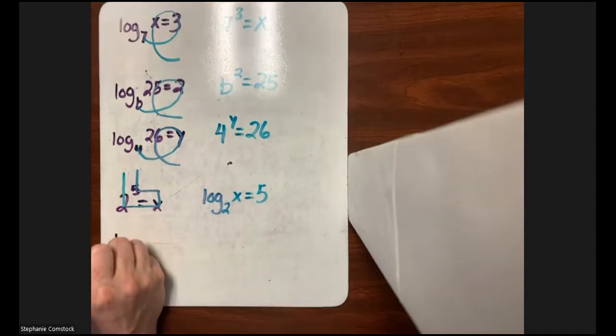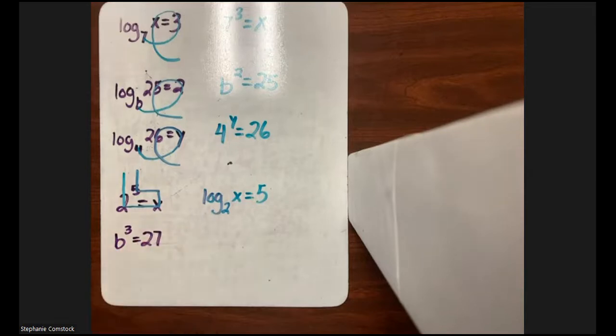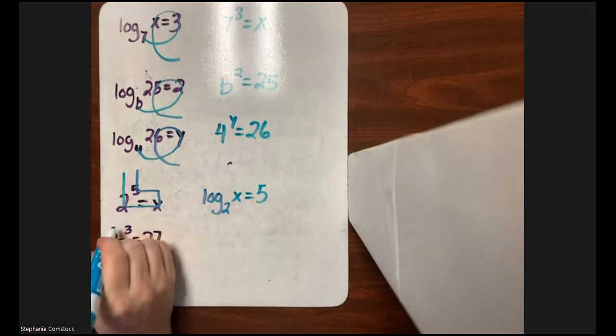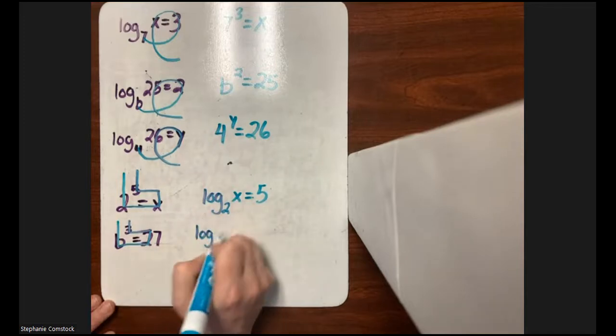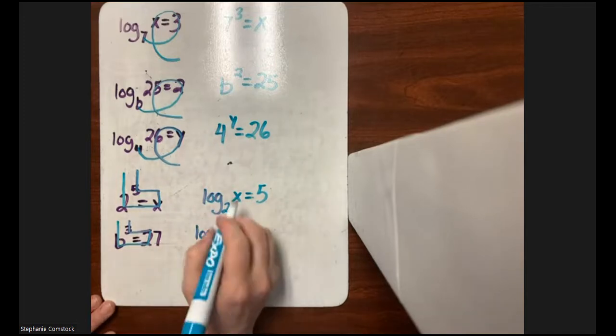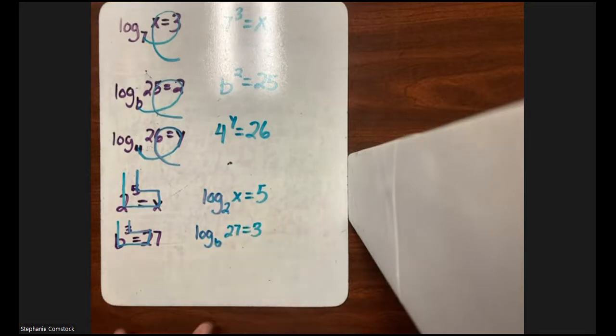Looking at b cubed equals 27. Again, I'm going to put my block form, my block L formatter. So I've got log base b of 27 equals 3.